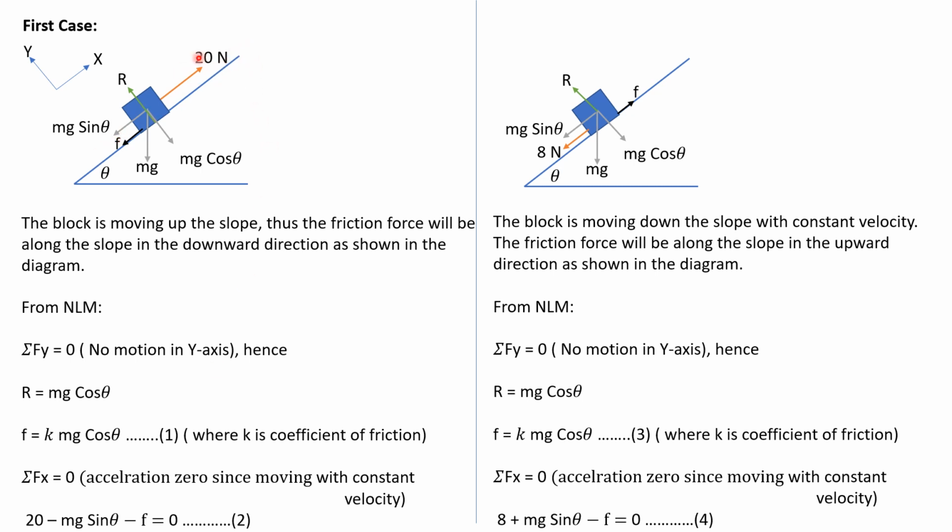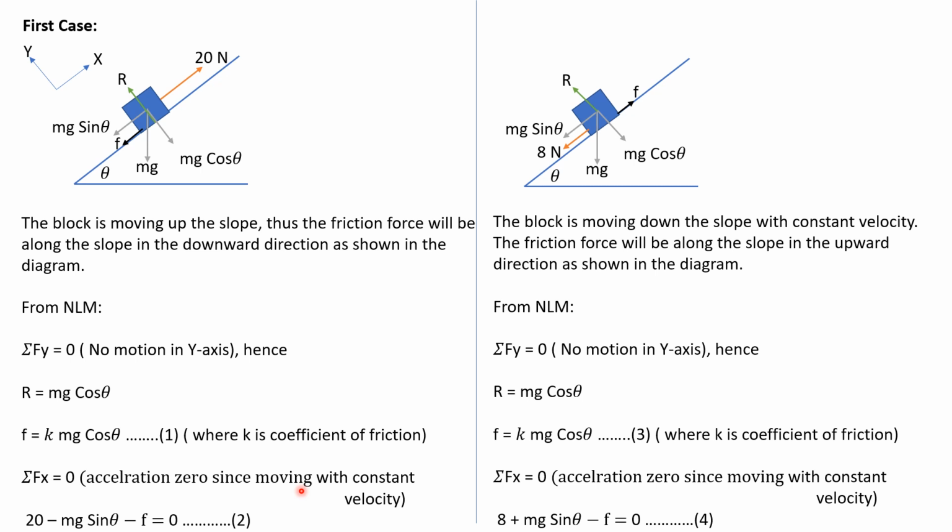Now in the x direction, the net force will again be equal to 0 because there is no acceleration while going up. It is going up with a constant speed, no change in speed. So acceleration is 0, and the summation of Fx is 0. Fx we have calculated: 20 minus mg sin theta minus f is equal to 0. So this is equation number 2.